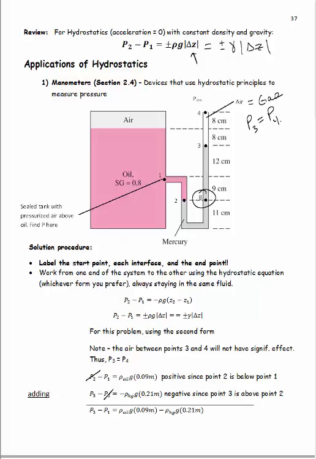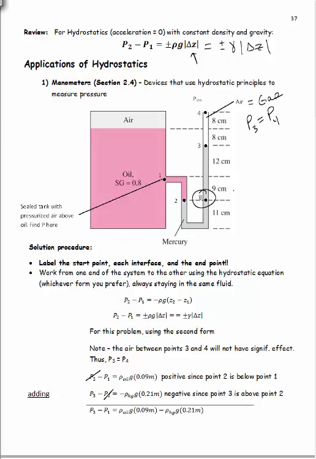Here I started at 1 and I did P2 minus P1. It really doesn't matter which way you go. P2 minus P1 equals rho, so you have to have the fluid that's in between 1 and 2, rho of the oil times g, could also use gamma for the oil there, times the vertical distance. And it doesn't matter if you went sideways. Remember, it's constant, constant, constant pressure whenever you go sideways.